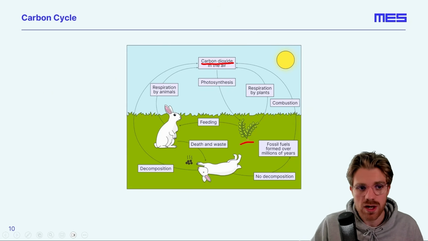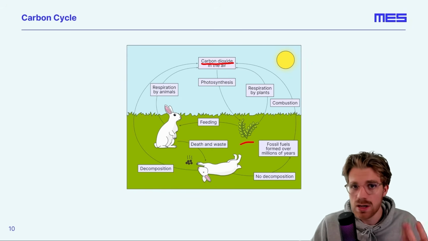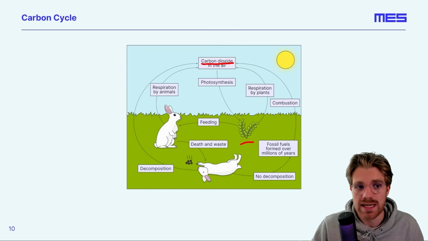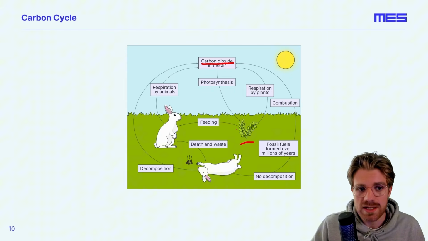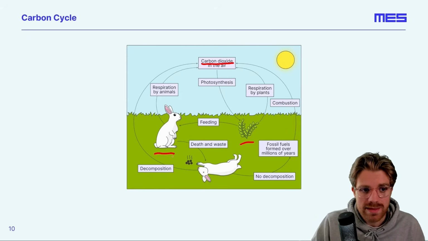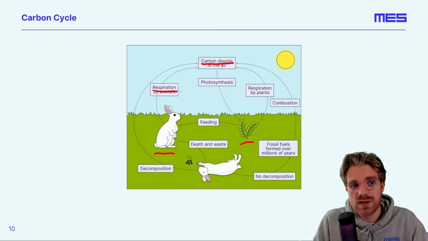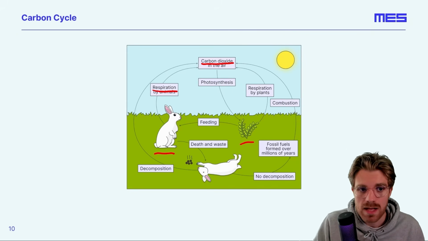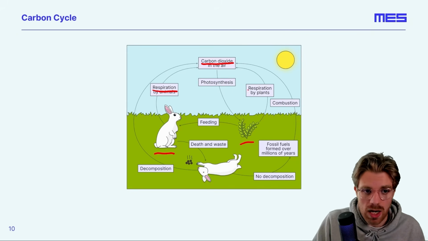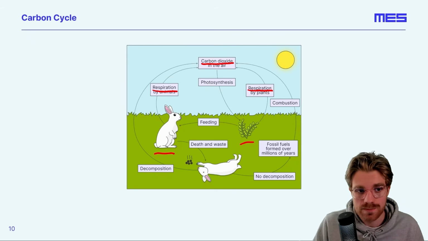The plants convert that carbon into other carbon-containing compounds, such as carbohydrates, proteins, and lipids. These carbon-based compounds can then be passed on to animals through feeding. The animals will use these carbon-based compounds to grow, but they will also use them to respire. And as they produce carbon dioxide, this is released into the atmosphere. The plants are also respiring, so are also releasing carbon dioxide into the atmosphere as well.